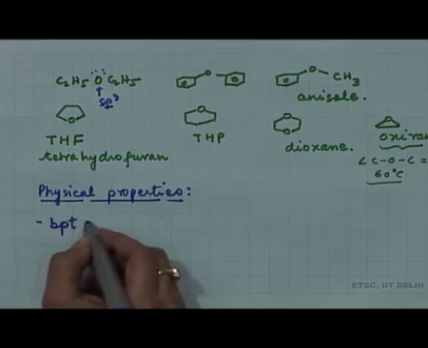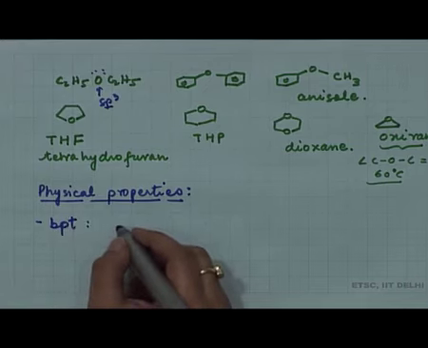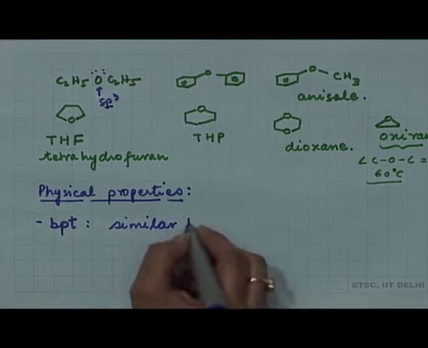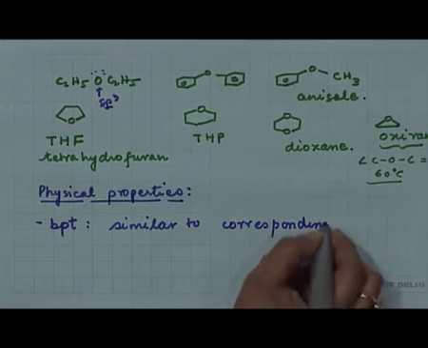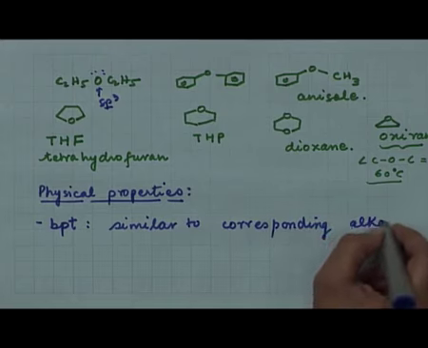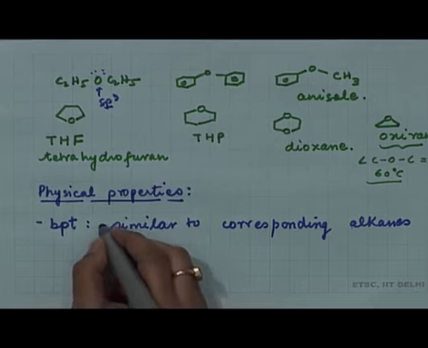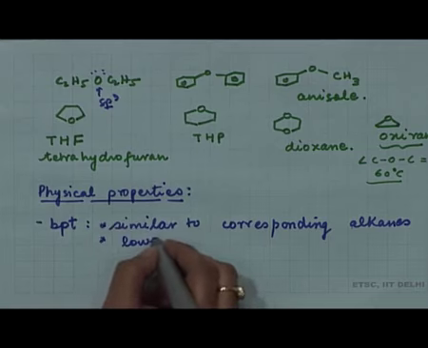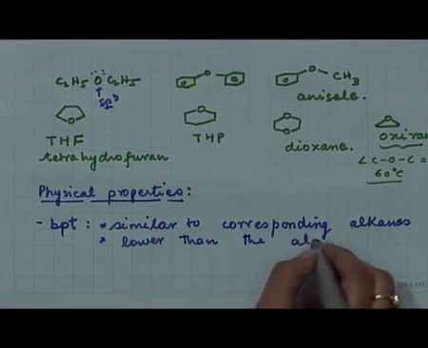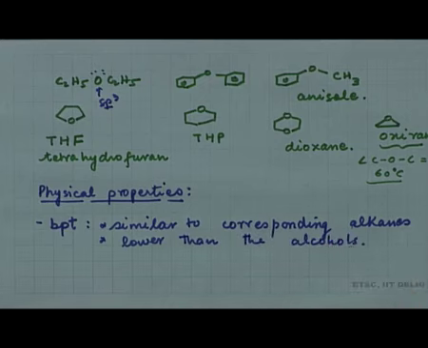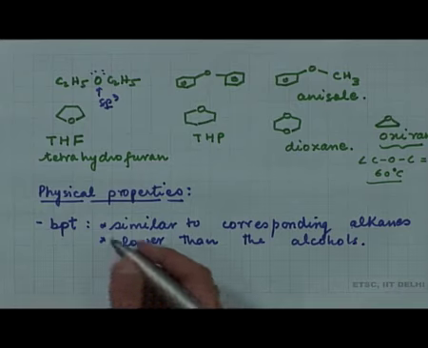The boiling point of these molecules is similar to that of the corresponding alkanes. Okay. So, it is similar to the boiling point of corresponding alkanes, but it is lower than the corresponding alcohols. So, if you compare alcohols and ethers, then alcohols have a higher boiling point as compared to ether.